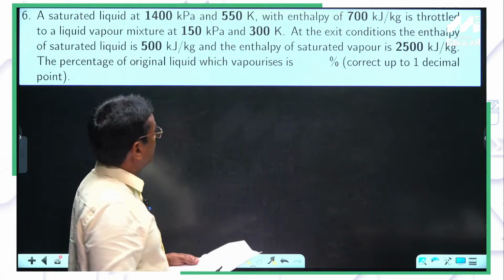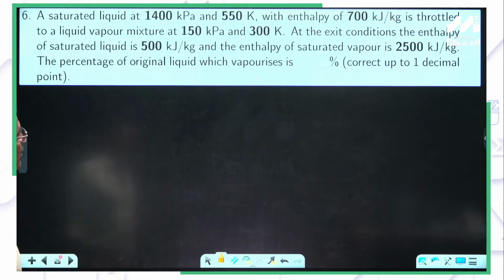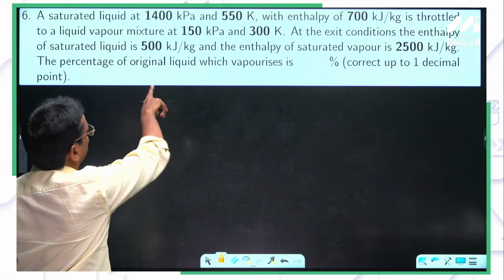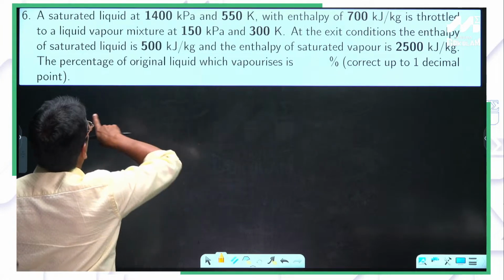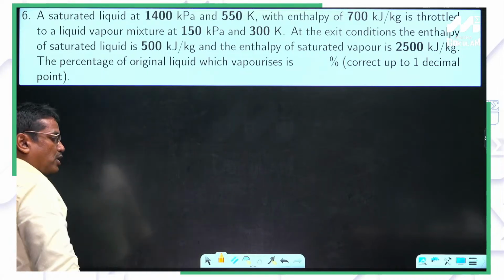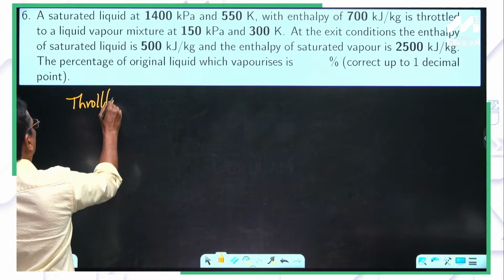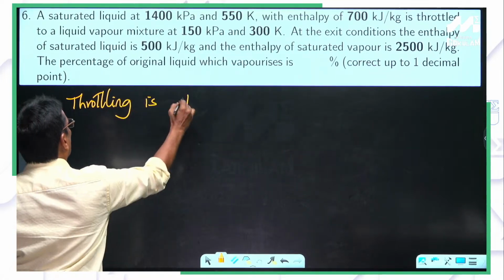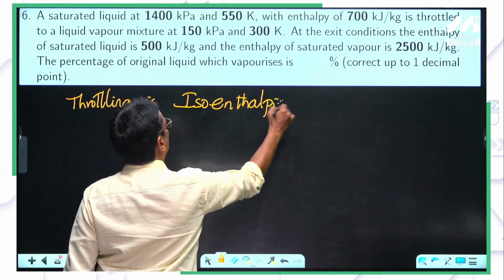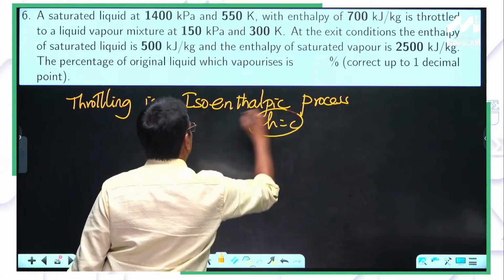A saturated liquid at 1400 kilopascal with enthalpy of 700 is throttled to a liquid vapor mixture. At the exit conditions, enthalpy of saturated liquid is 500. The percentage of original liquid which vaporizes is? He is asking the dryness fraction. Throttling is an isoenthalpic process, a constant enthalpy process. Throttling is a constant enthalpy process.